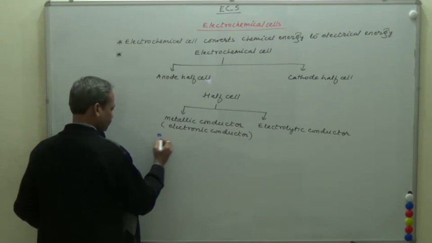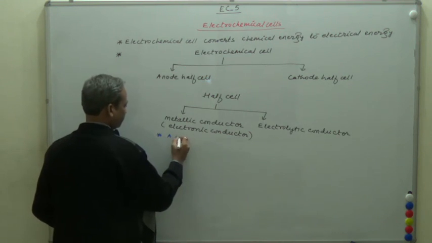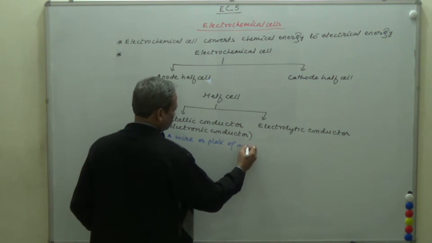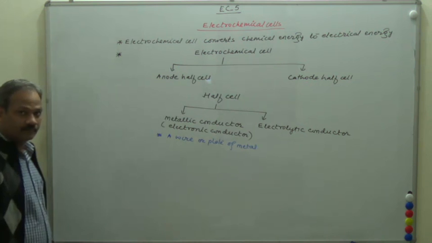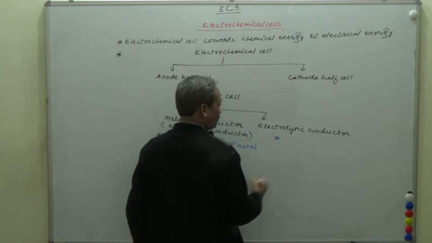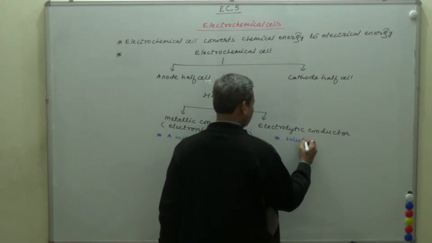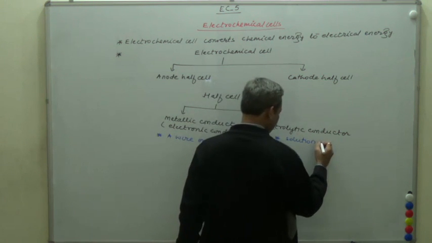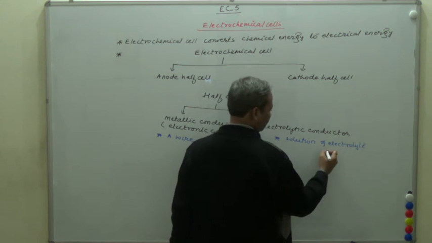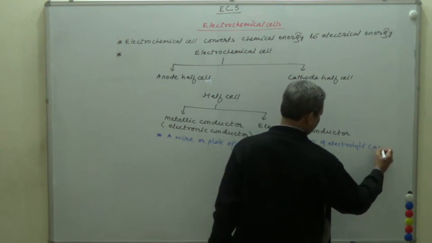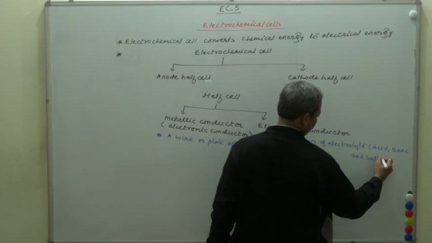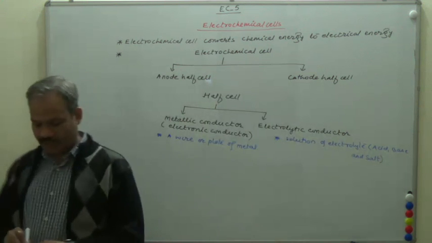Metallic conductor is a wire or plate of metal, a wire or a plate of metal, a rod of metal, while electrolytic conductor is solution of electrolyte, and that electrolyte can be acid, base and salt. Electrolyte can be acid, base and salt.